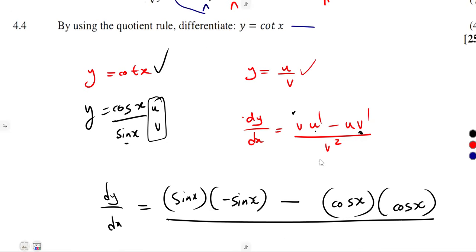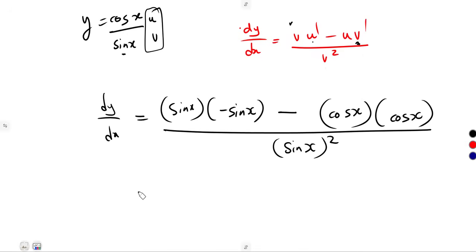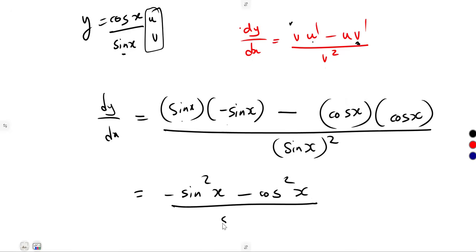Just like that, over v squared, which is the denominator squared. You square the denominator. Simplify until you have got an answer in exact form. All right, so that was it. Negative sine squared. If you multiply this, negative sine squared of x, negative to positive, that's negative cos squared of x, everything over the sine squared of x.